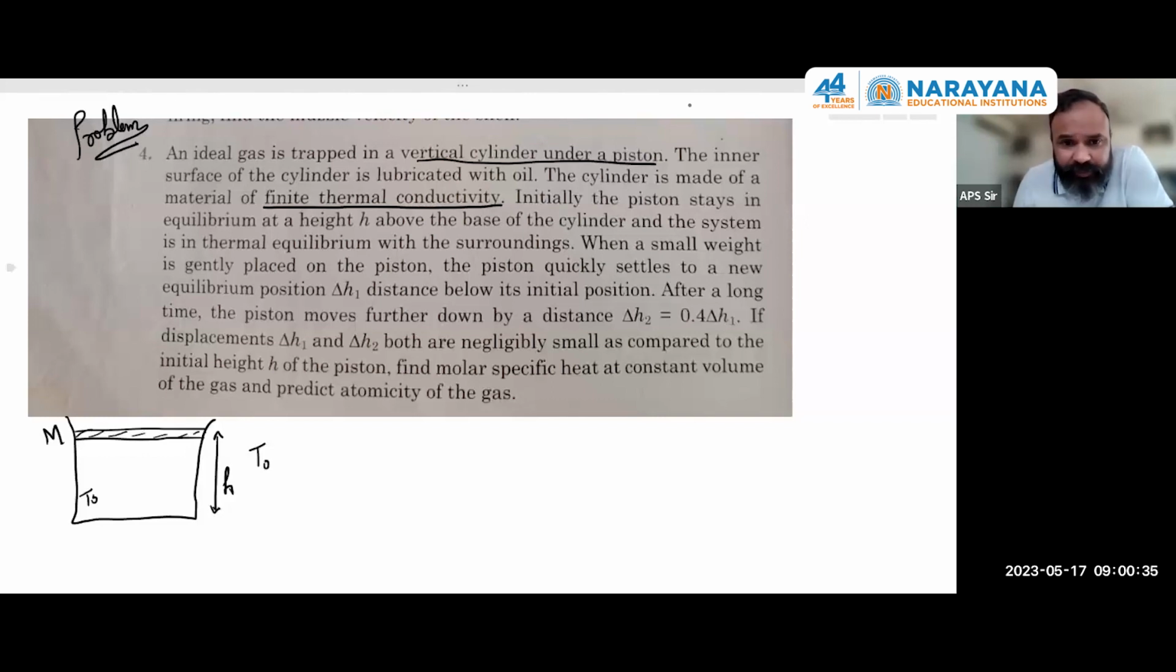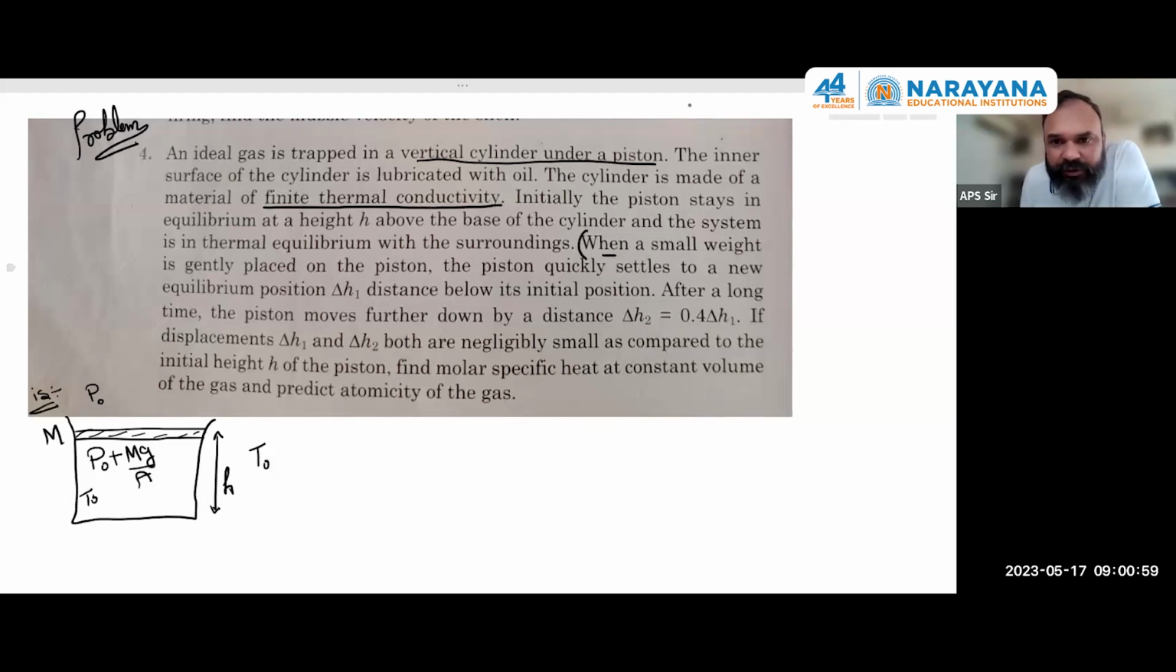Some mass it must be having, right? What else? So if I just write the initial situation, I would have said that the pressure here is P. If P atmospheric is P naught, I know it is P naught plus mg upon area. This seems to me to be the absolute initial state. So I'll use it afterwards. Now what does he do?